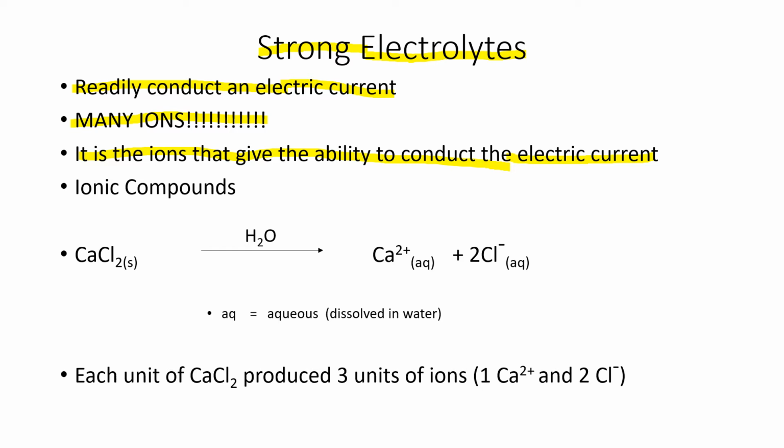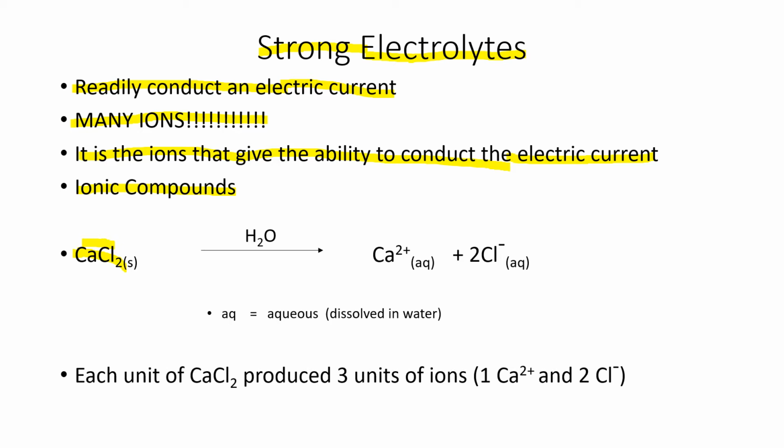It's pretty easy. When you look at your ionic compounds, if they're able to dissolve in water, they're going to be strong electrolytes, because as they dissolve, they're going to produce lots of ions. So if we look at an example, one example of a strong electrolyte is calcium chloride, CaCl2.